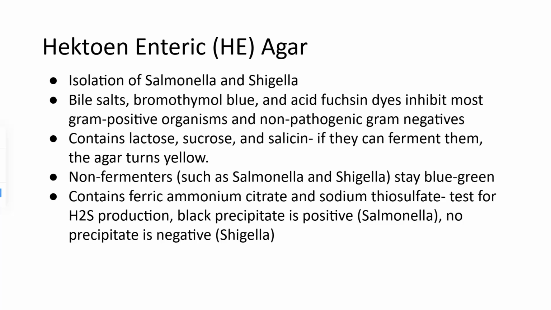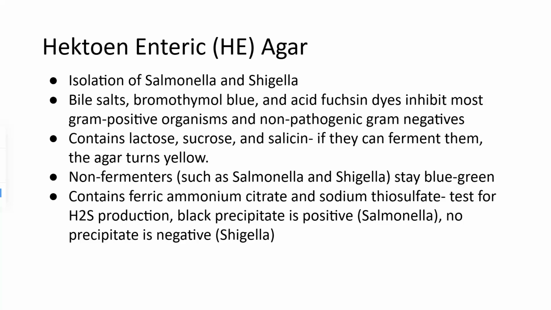Hektoen enteric agar, or HE agar. This agar is used to specifically look for Salmonella and Shigella. It contains bile salts, bromothymol blue, and acid fuchsin dyes, which inhibit most gram-positive organisms and non-pathogenic gram-negatives. It also contains lactose, sucrose, and salicin. If they can ferment them, the agar turns yellow. Non-fermenters such as Salmonella and Shigella stay blue or green. So the ones we don't really care about are going to be yellow on that plate.